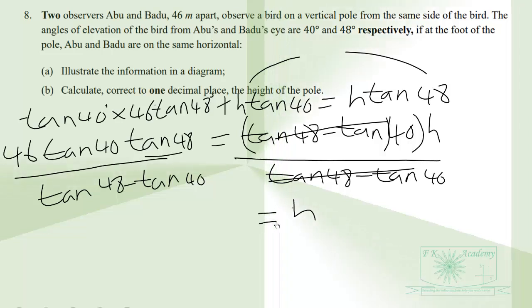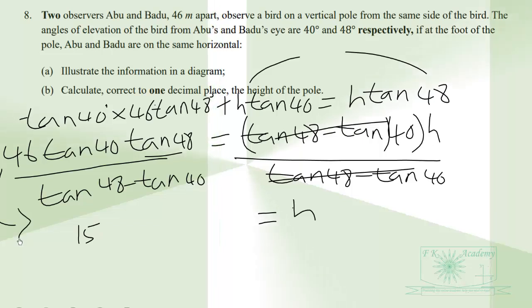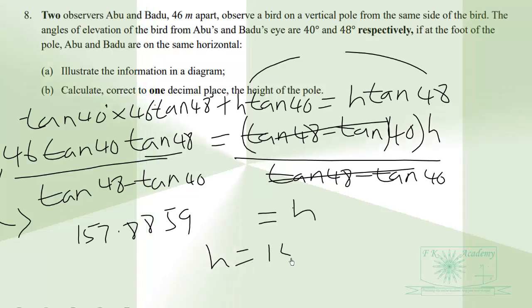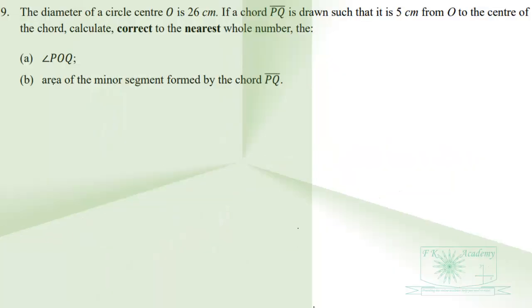So the value of h here will be equal to 157.88559. To one decimal place, h will be equal to 158 meters.